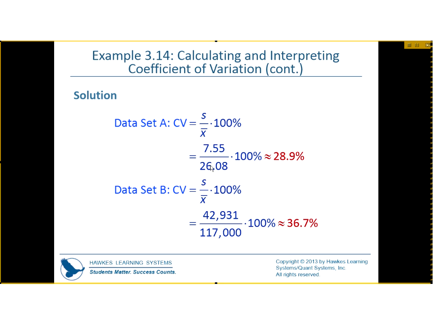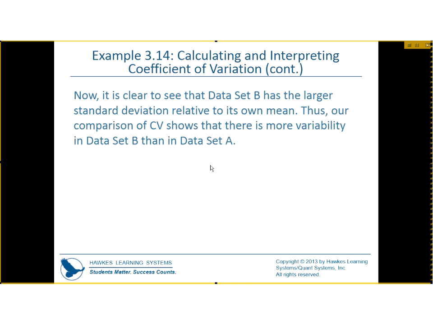So for A, we put 7.55, the inches of the sample standard deviation, over the mean of 26.08. Multiply that by 100 to make it a percentage, and we get 28.9. For B, we put the standard deviation, which is $42,931, over $117,000. Times 100, we get 36.7. So 28.9 compared to 36.7. So data set B has a larger standard deviation relative to its mean. So that means there's more variability in B than A.